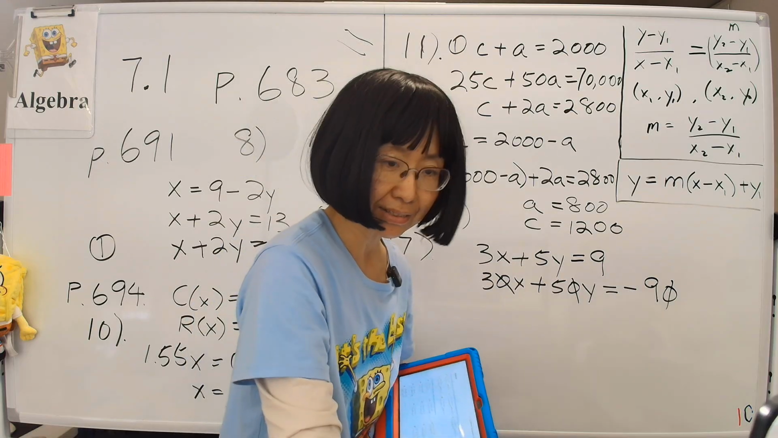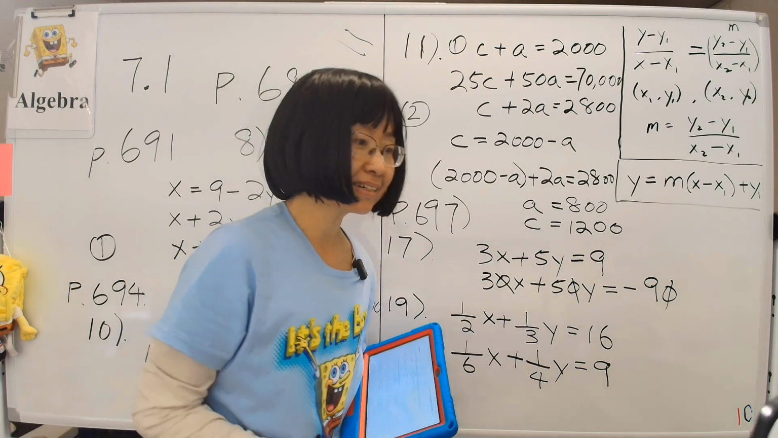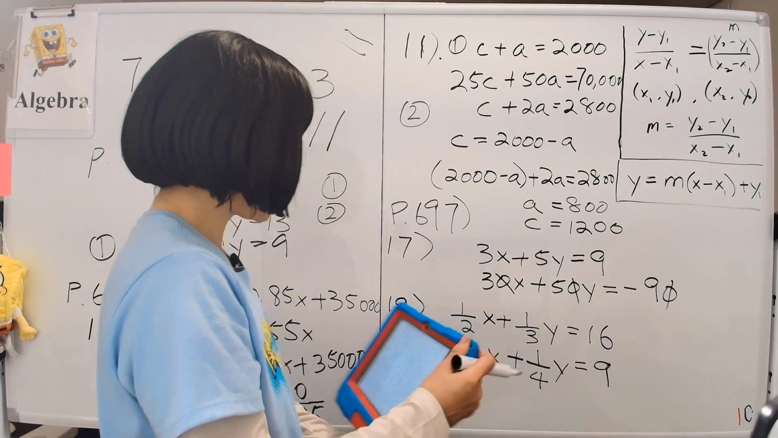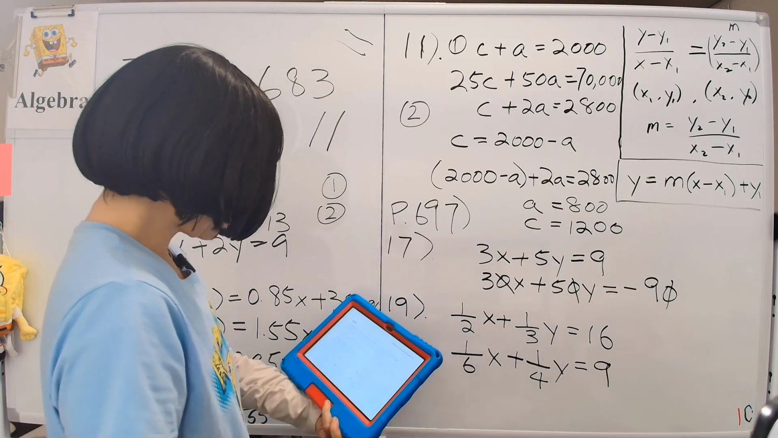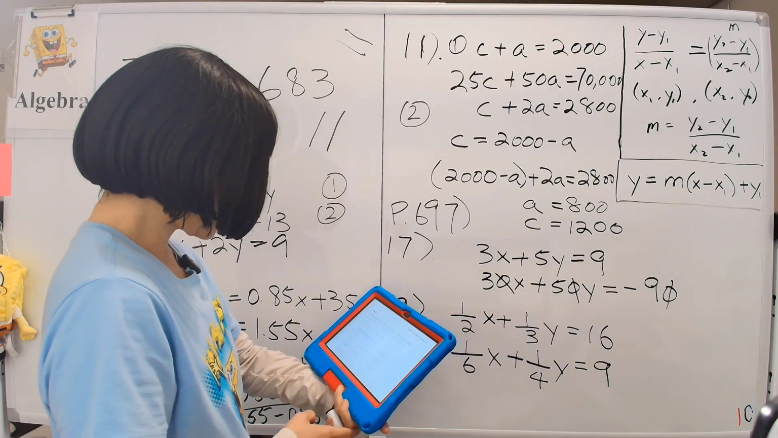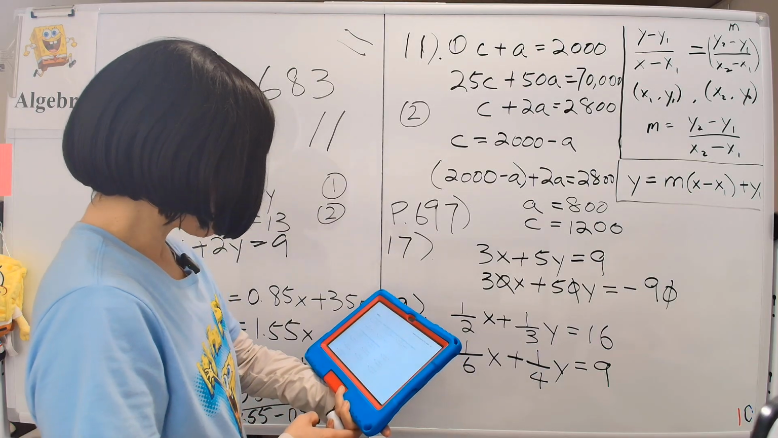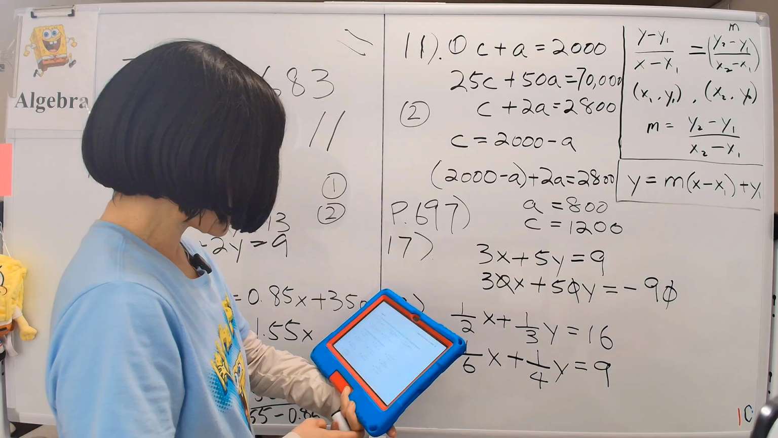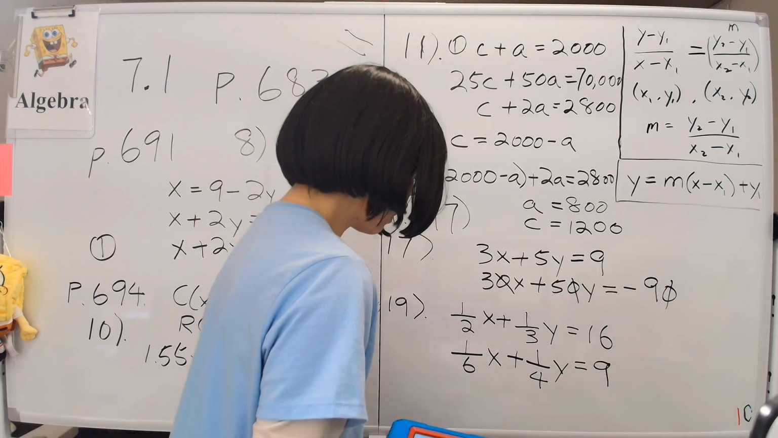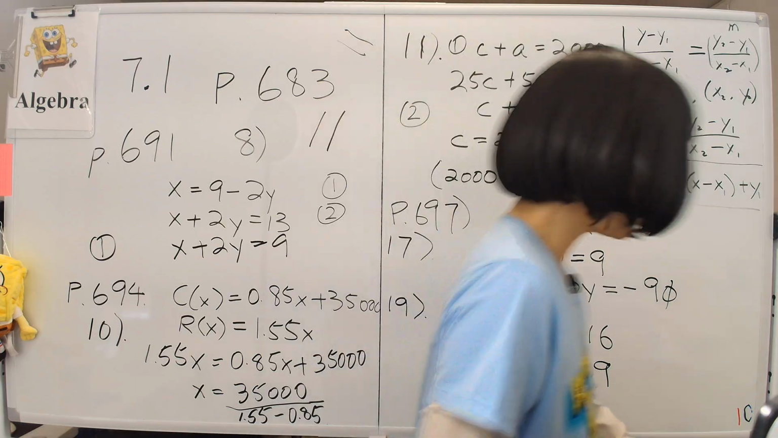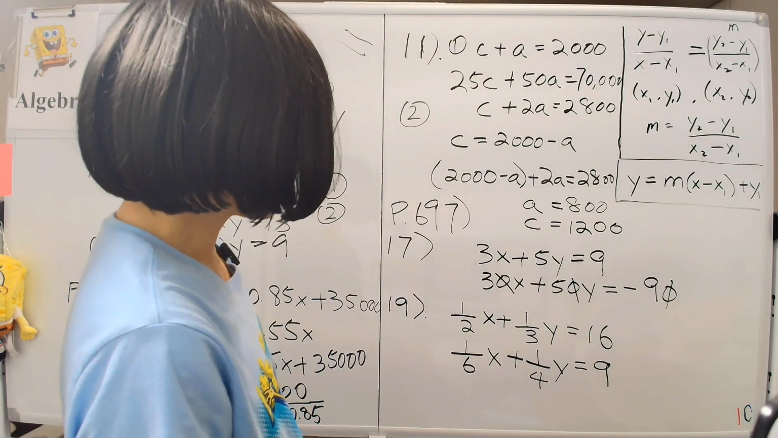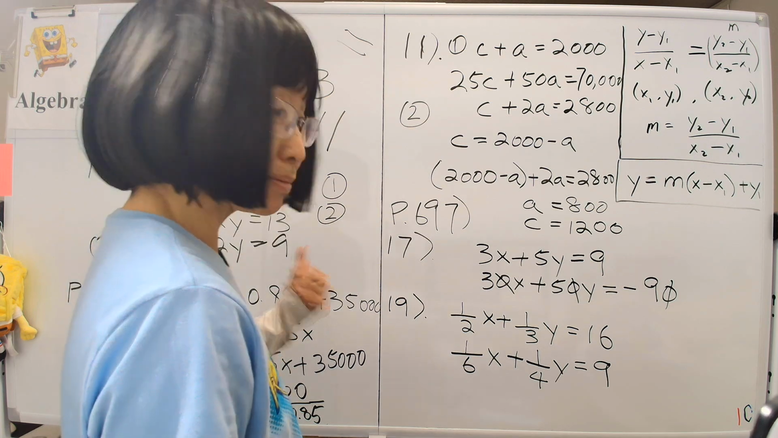Now let me check the answer. So I checked the answer, and that is what the book says. No solution for problem 17. So next, let's look at problem 19. We have half of x plus 1/3 of y equals 16. And then 1/6 of x plus 1/4 of y equals 9. All right. So for this problem, let's make everything into a common denominator or something. I might not have enough space. Yeah, I think I better erase the board.